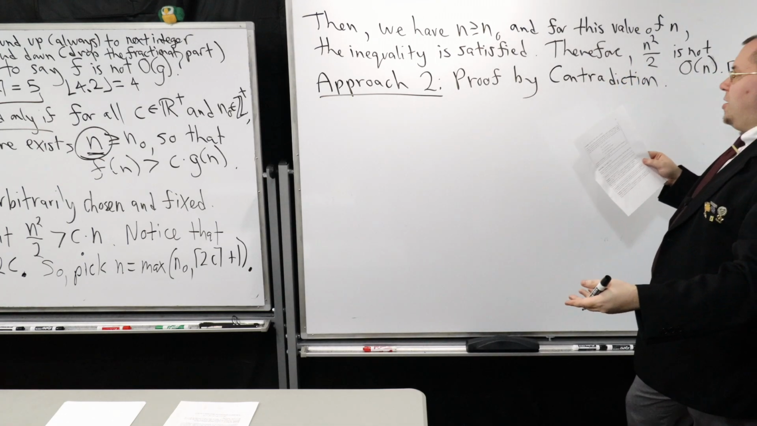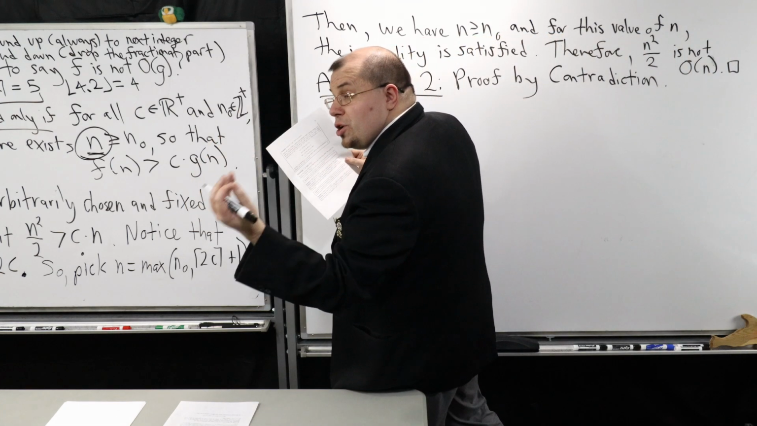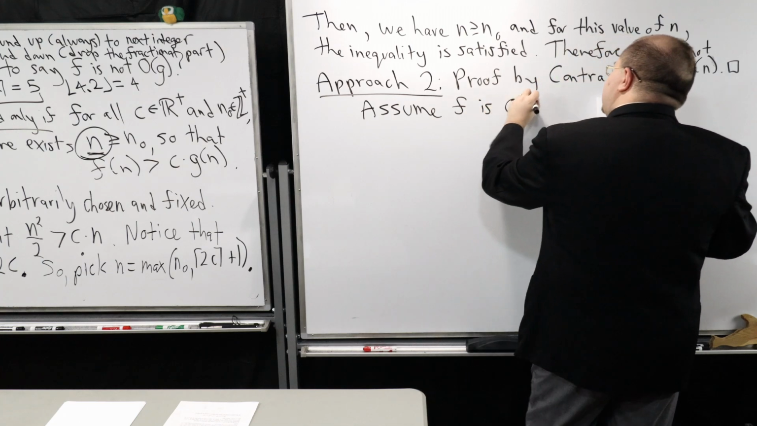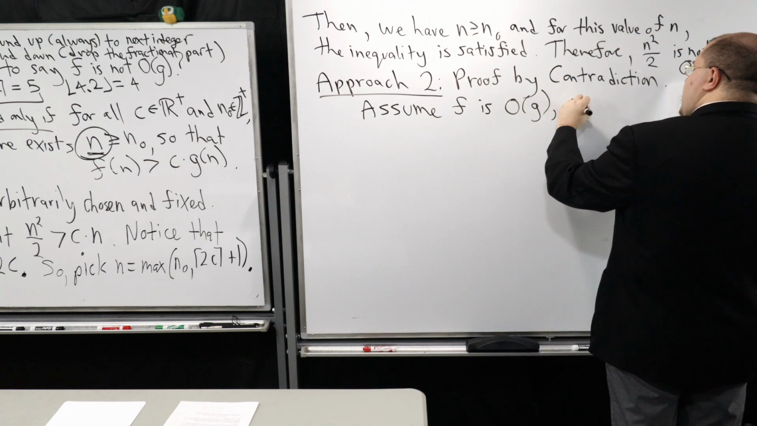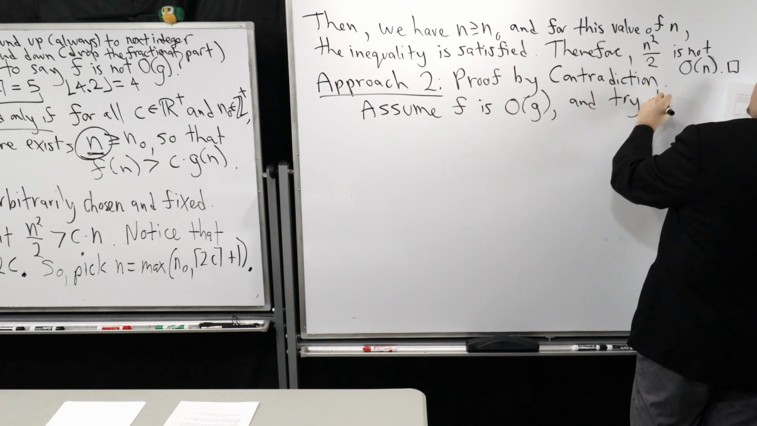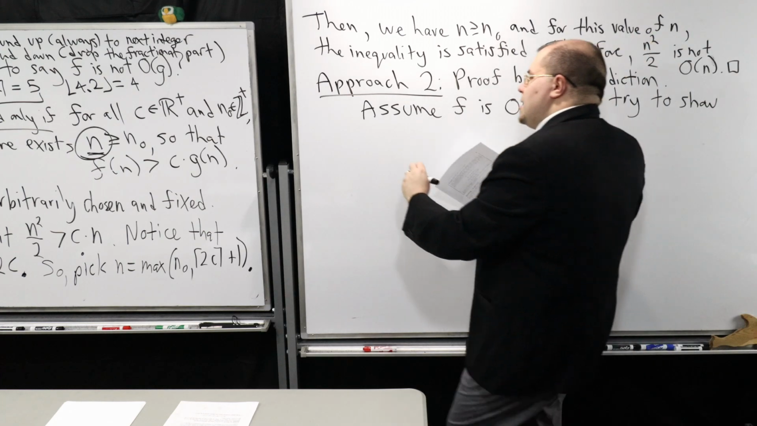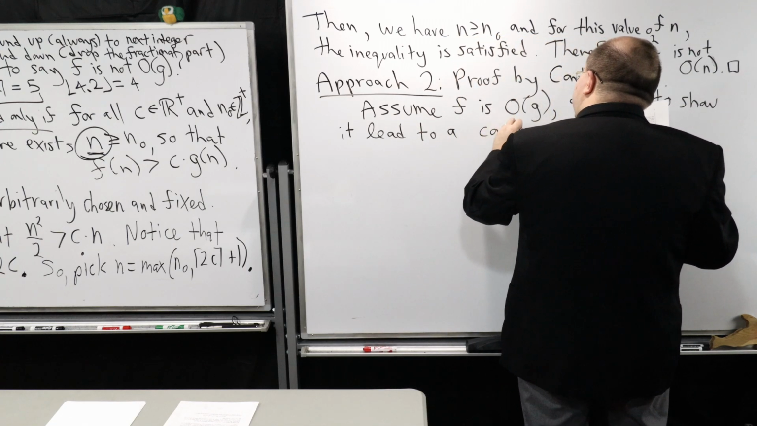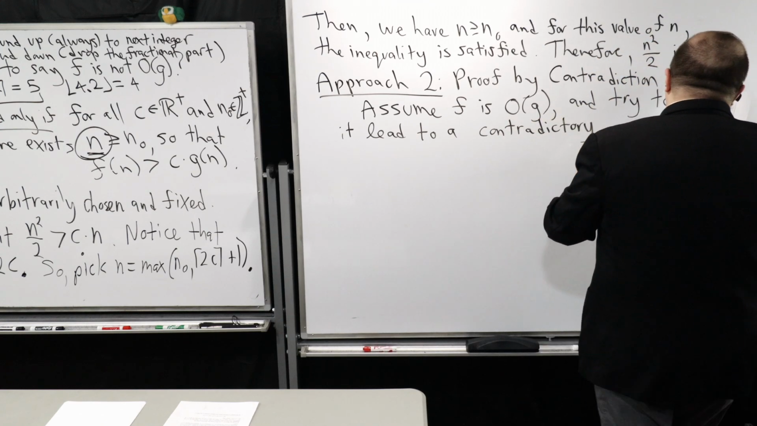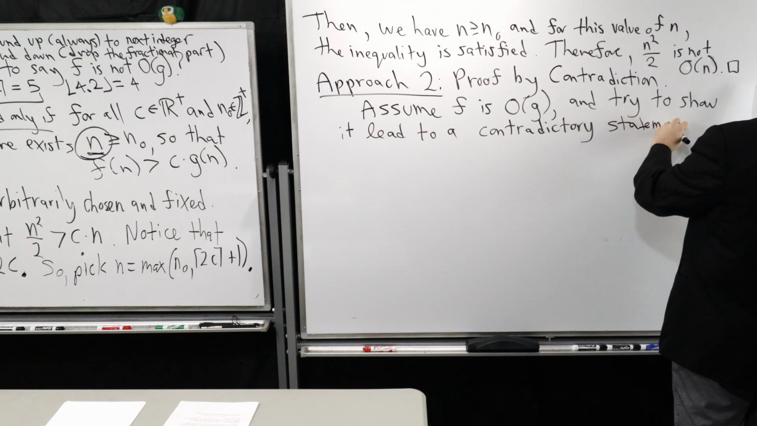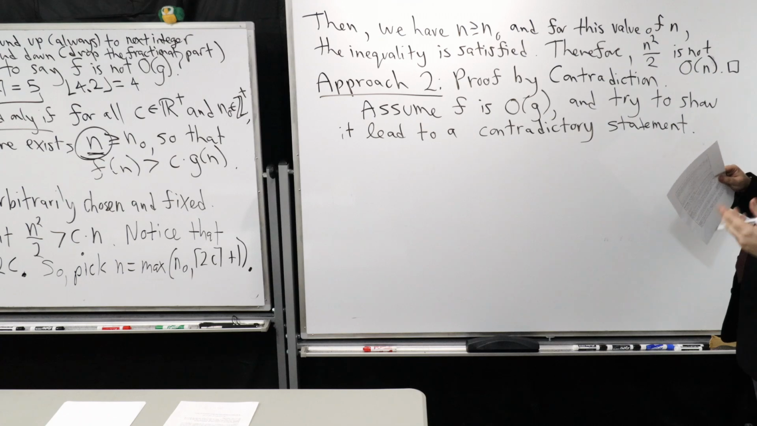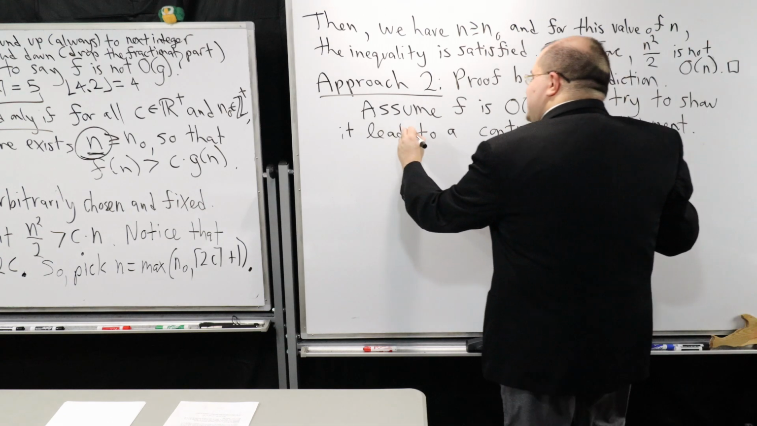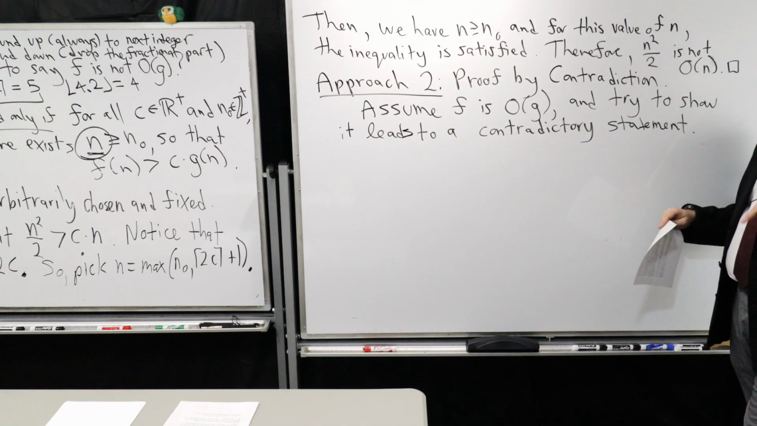So here's the idea in a proof by contradiction, at least in the context of what we're trying to prove. Now we're going to assume f is big O of g, and we're going to try to show it leads to what is called a contradictory statement, which I'll explain in a moment. So just to reiterate, in our game plan we'll assume that f is big O of g, and then try to show that it leads to a contradictory statement. A contradictory statement is a statement that is never true.